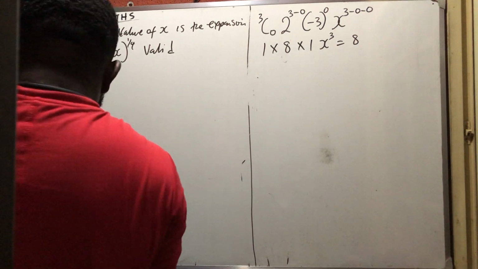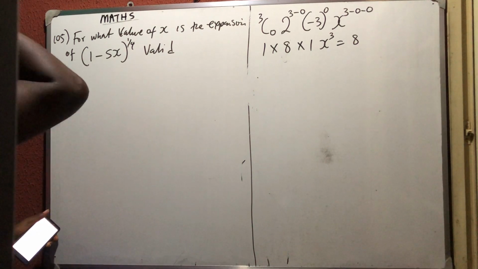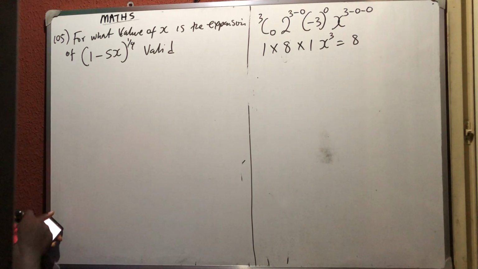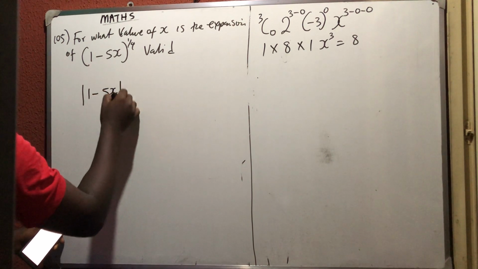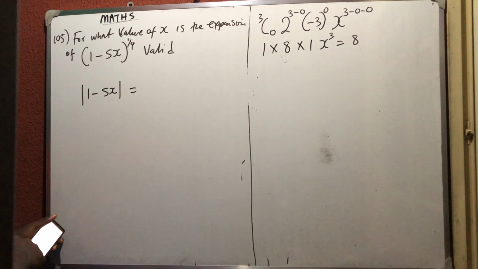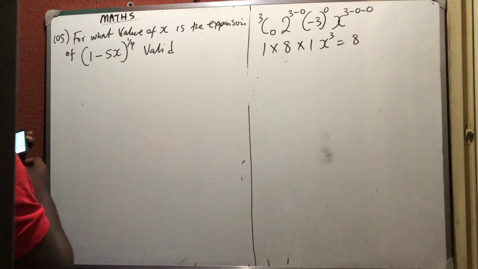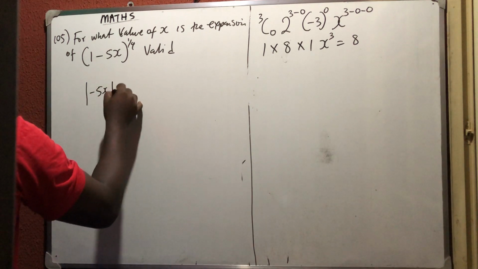Okay, now for the expansion to be valid, what do we do? For the expansion to be valid, we have to see that the absolute value of minus 5x should be less than 1. No, sorry. For it to be valid, we have to see that the absolute value of this one should be less than this one. So the absolute value of minus 5x is less than 1.